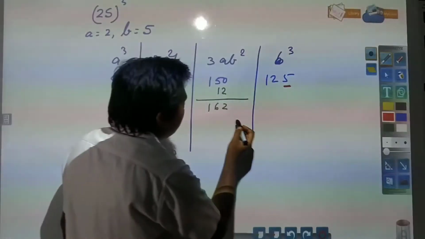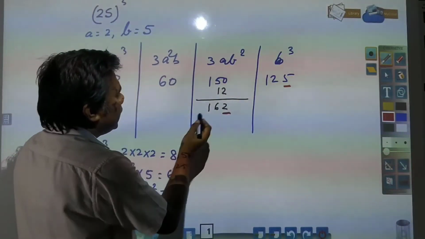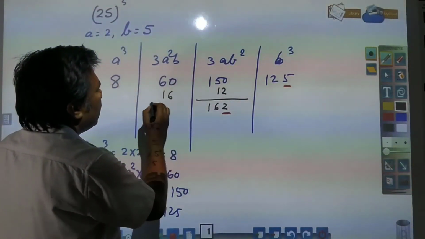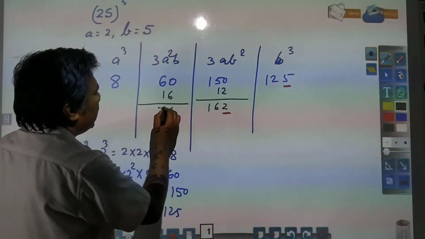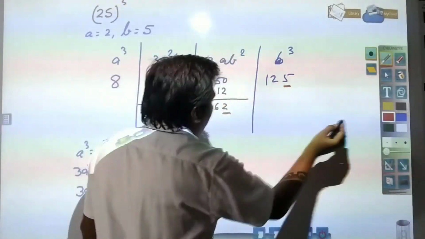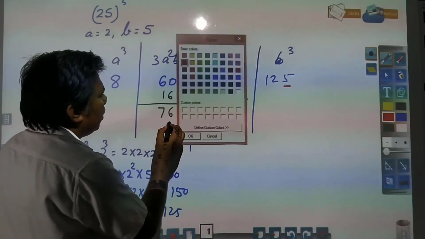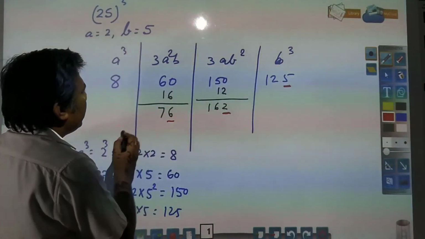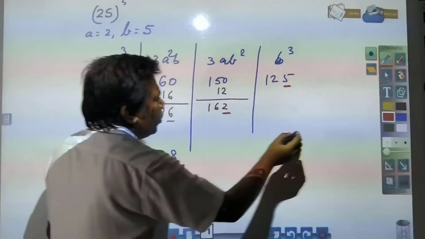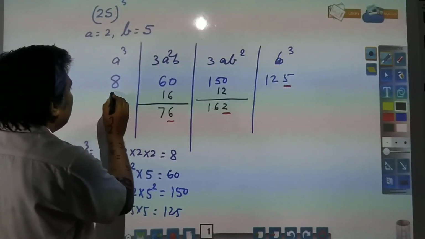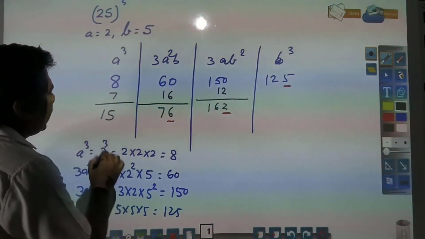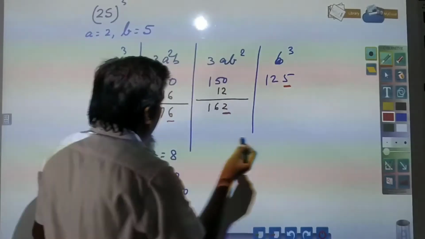Again one's digit is required to be underlined. 16 will be carried forward, so this will be 16, and that you add 6 and 7. One's digit is required to be underlined, and then 7 you are left with, so 7 is required to be taken over here, and this will become 15. So finally this is required to be underlined.